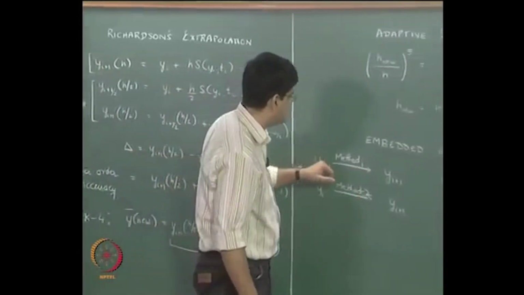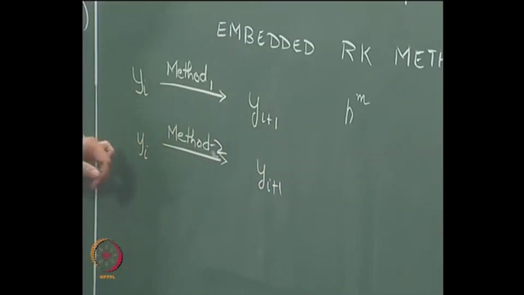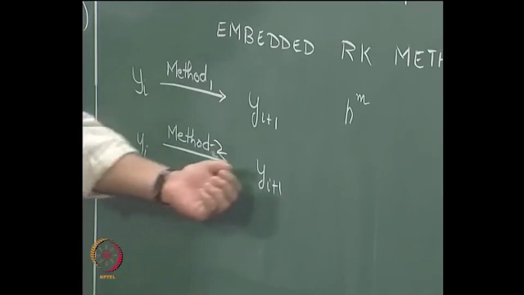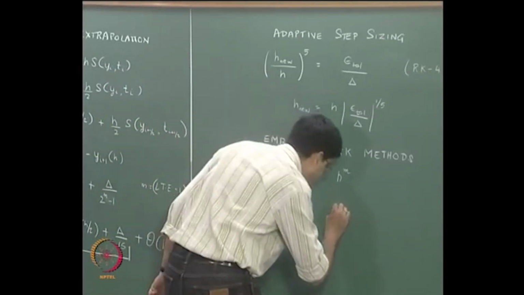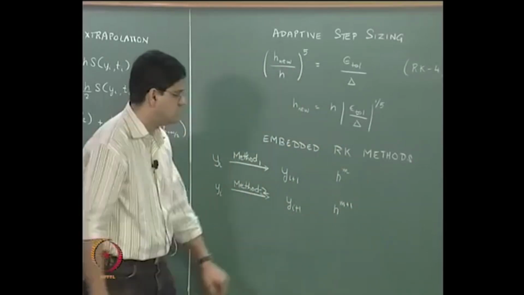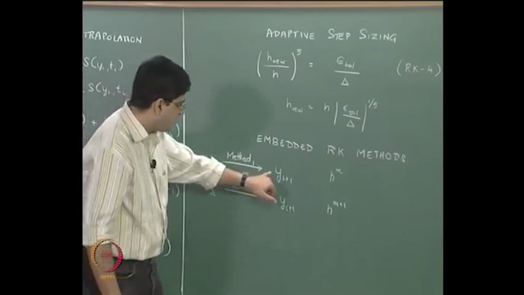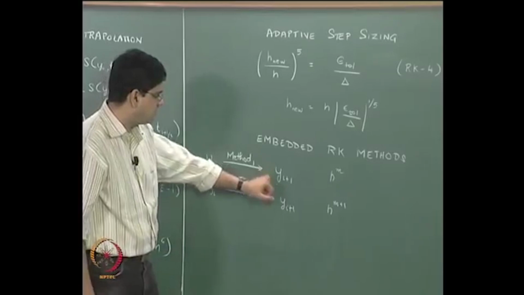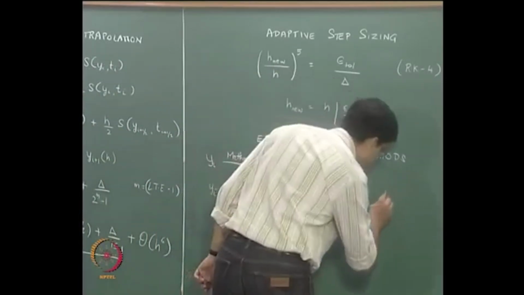Here we are going to choose one RK method in order to go from yi to yi plus 1. We will choose another RK method again to go from yi to yi plus 1. The second RK method has to be more accurate than the first RK method of our choice. So this particular method, let us say the order of accuracy is h to the power m plus 1. Okay, now let us call the difference between yi plus 1 using method 1 and yi plus 1 using method 2 as delta.